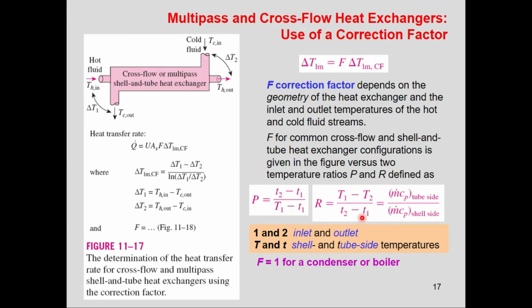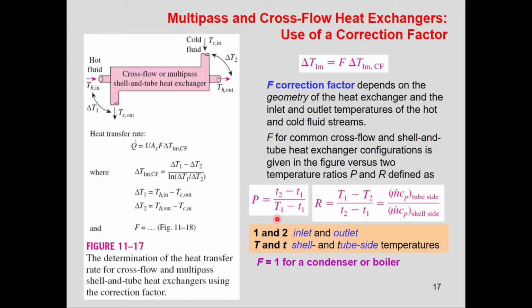So in order to understand what these temperatures are, keep in mind that 1 stands for the inlet and 2 stands for the outlet, right? And capital T stands for the shell side and small t stands for the tube side temperatures. So let's have a look at these two ratios.